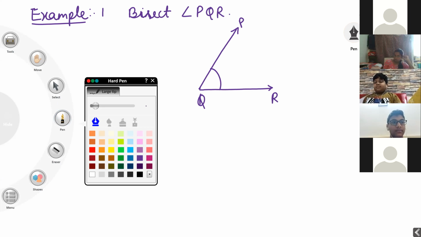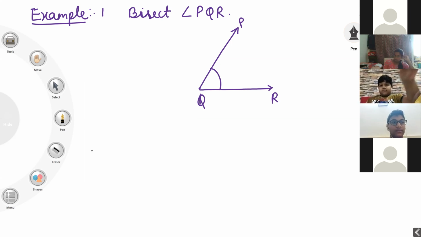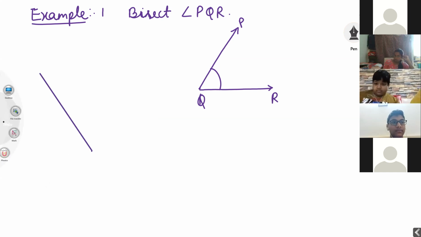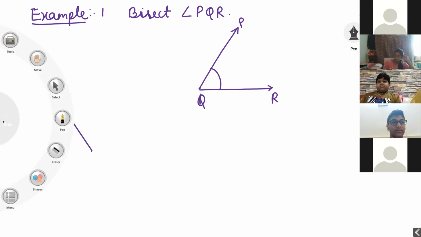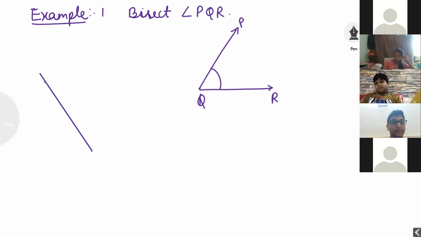There are two ways to bisect the angles. First way: firstly, we can bisect the figure, after that, we can write the steps. Second way: step by step, we draw the figure and write the steps also. There are two ways, but the best way is: firstly, we construct the bisector, and after that, we write the steps. Now write down the solution.